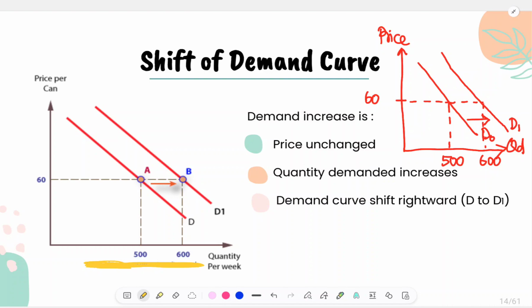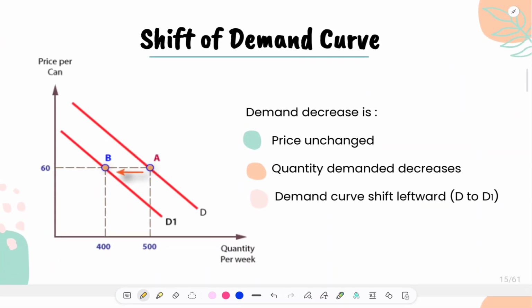Now imagine at the same price of 60 ringgit. At first people want to buy 500 units, but later on they only want to buy 400 units, even though the price has not changed. This is called a decrease in demand, which means fewer people are buying. Fewer people are buying at the same price, so the demand curve shifts to the left. We label the new curve as D1.